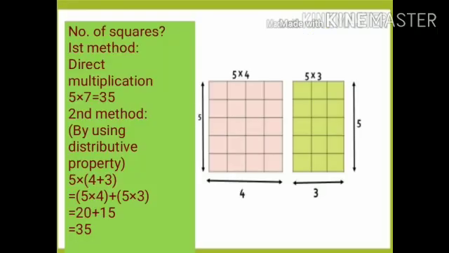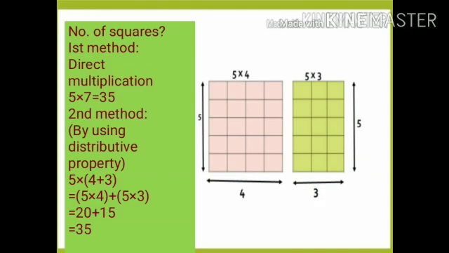Students, here we have to find the total number of squares. According to the first method, we can directly multiply the numbers to get the result. So 5 multiplied by 7 is equal to 35. If the numbers are bigger, then we will use distributive property to make our calculations easier. So how can we apply distributive property?